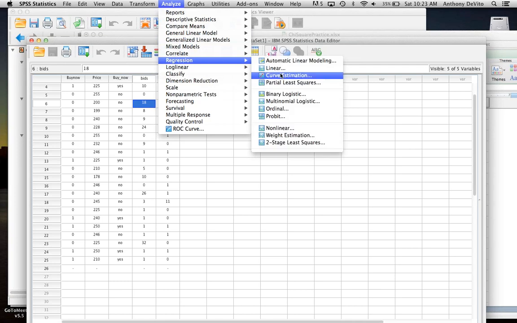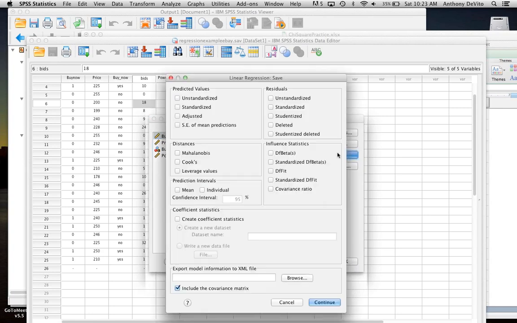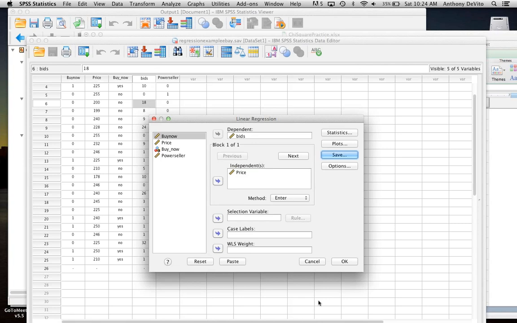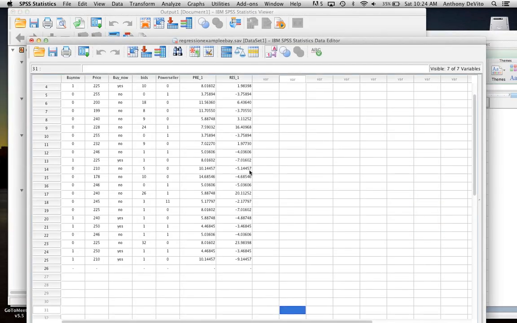Actually, I can calculate residual values for all of these subjects. I'm going to go back here, regression, linear. I'm going to go into save. I'm going to tell it, give me the predicted values and apply the formula that we just calculated, and also give me the residuals. Click continue, say OK. And when I come back, I get the same result there.